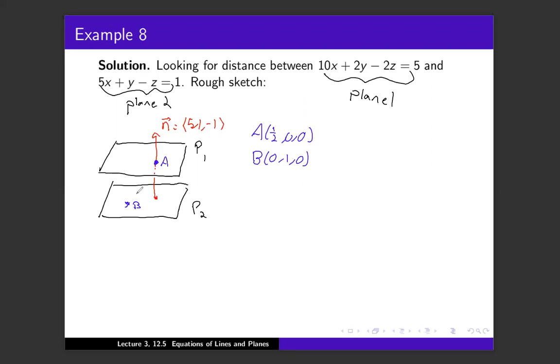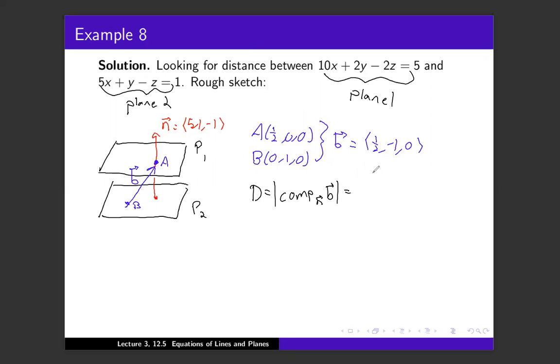So we can take the vector between them and call that little b, the vector. Little b, in other words, is going to be the vector given by 1/2, -1, 0. That's a vector between 2 points on the plane. And we can take the vector n is 5, 1, -1. So we're basically ready to do what we have to do. So the distance is the scalar component of b onto the vector n.